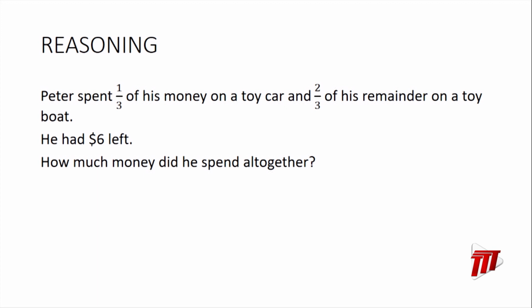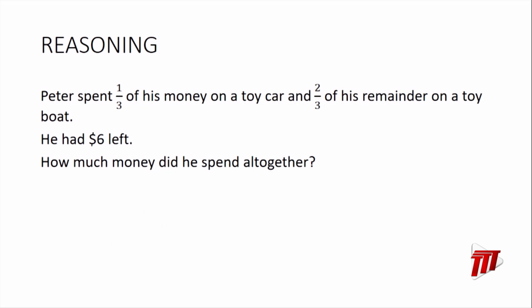You understand the question. He spent 1/3 on a car and 2/3 of whatever he had remaining on a toy boat, and he still had $6 left. How much money did he spend altogether? So we're going to have to work out, after he bought his toy car, what remained. We're going to use 2/3 of whatever remained to find out how much he spent on his toy boat. All right? So after he bought his car and he bought his boat, he still had $6 remaining. So we're getting a plan. We have a plan of what it is we're going to do.